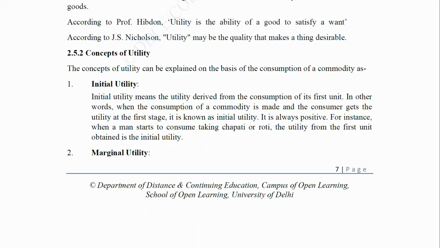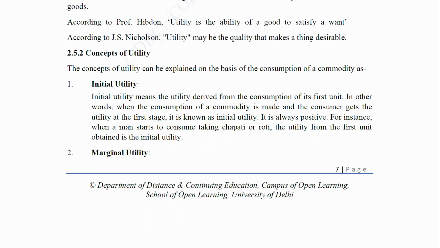Number 1. Initial utility. Initial utility means the utility derived from the consumption of its first unit. In other words, when the consumption of a commodity is made and the consumer gets the utility at the first stage, it is known as initial utility. It is always positive. For instance, when a man starts to consume chapati or roti, the utility from the first unit obtained is the initial utility.